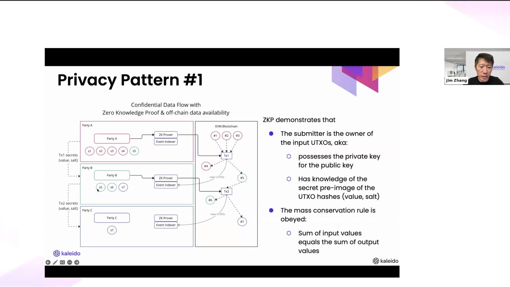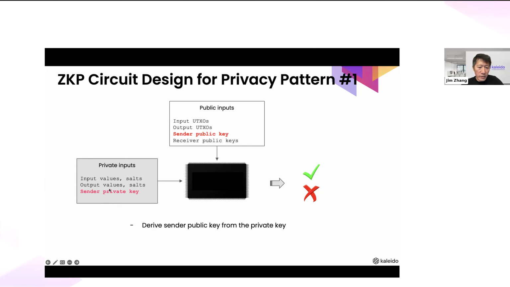So let's look at exactly how this circuit is constructed. When you look at a zero-knowledge proof circuit, the first thing you need to think about is what are the public inputs and what are the private inputs. In this case, we need to prove that party A has possession of the private key that corresponds to a public key that's part of the hash pre-image.